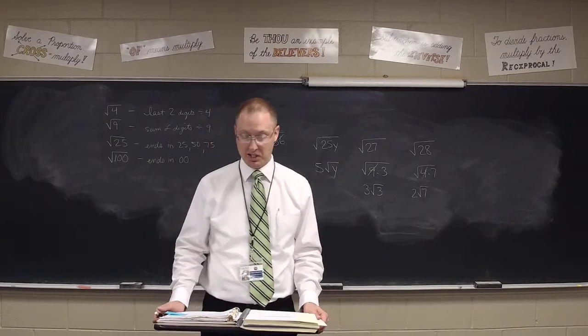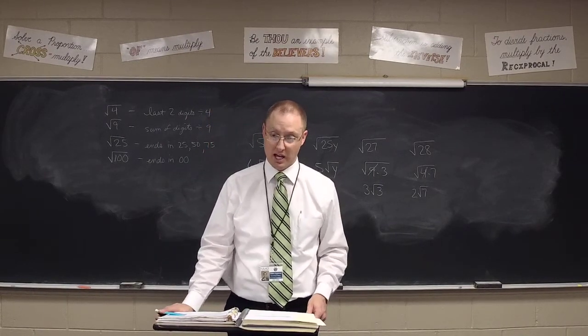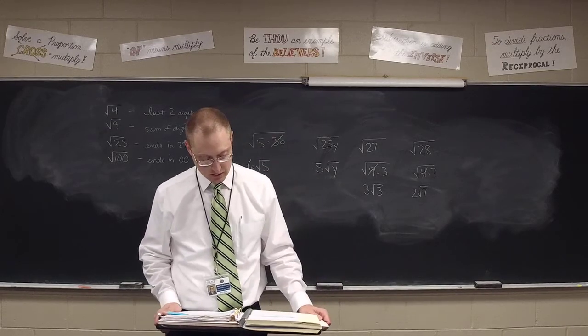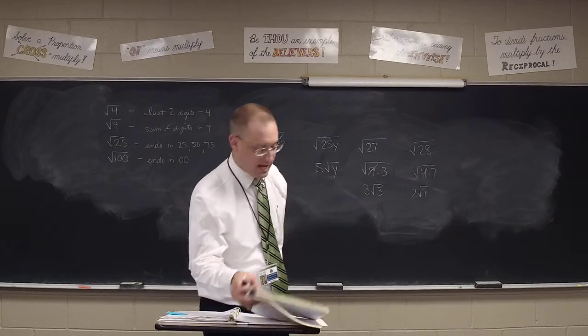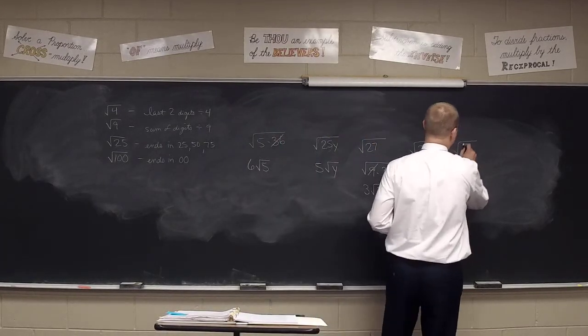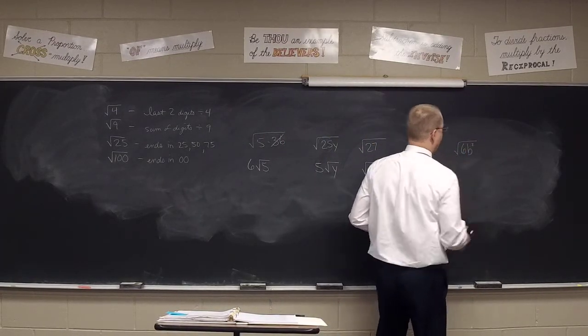6 times 100, where we take the square root of the 100 to get 10, so our answer is 10 times the square root of 6. Excellent. Number 28, we have the square root of 6b squared.